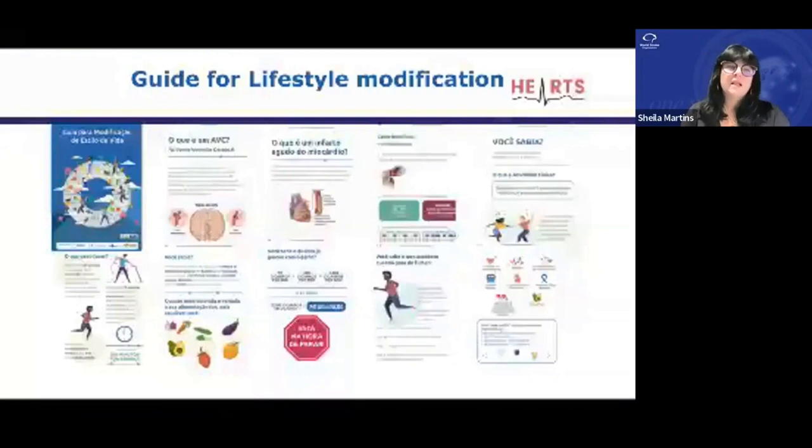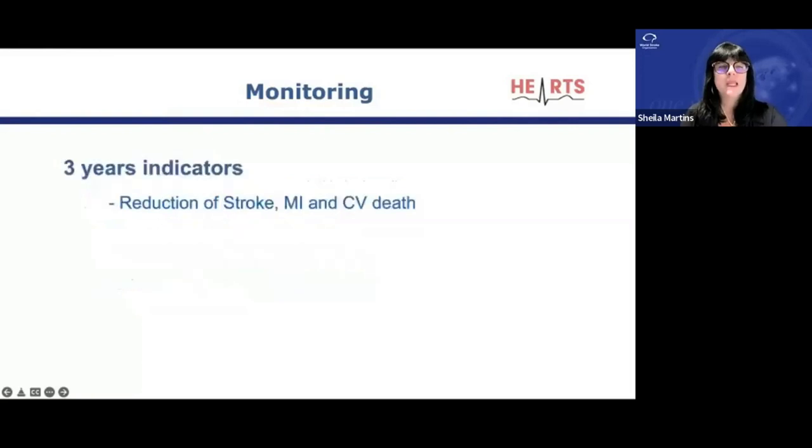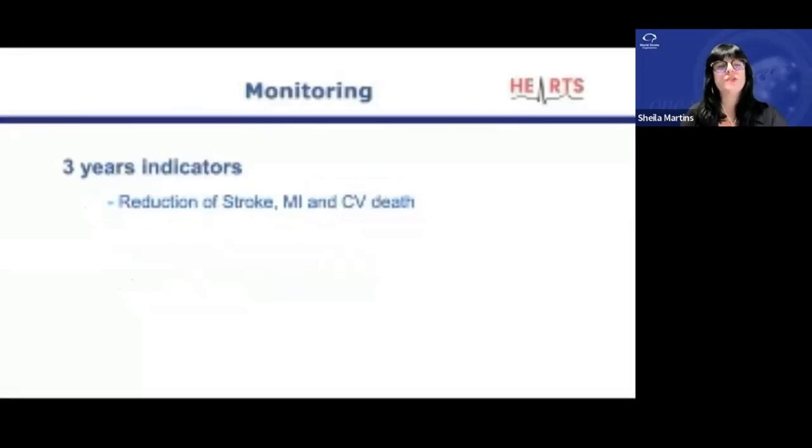Here is the guide for lifestyle modification. The monitoring 6-month indicators: patients with blood pressure controlled compared with baseline, goal increase at least 5% in the first year; doctors using the recommended protocol, community health workers using the HiSCometer, and patients using the HiSCometer. In 3 years, indicators: reduction of stroke, myocardial infarction, and cardiovascular death.